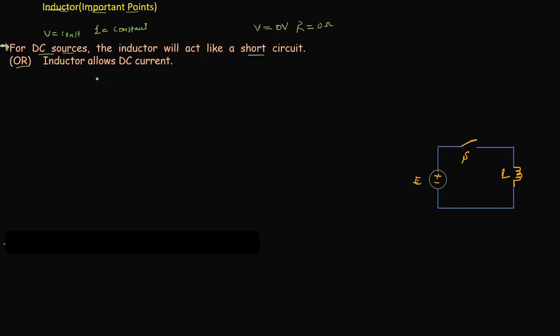Now, as we know, the voltage across the terminals of an inductor is equal to L dI divided by dt. So for DC sources, the current through the inductor will be constant. So this equation becomes V equals L d(I), where I in this case is a constant, divided by dt. The derivative of a constant is equal to 0. So the voltage induced across an inductor for DC sources will be equal to 0 volts, which is the property of a short circuit. So it means that the inductor allows DC current without any resistance.